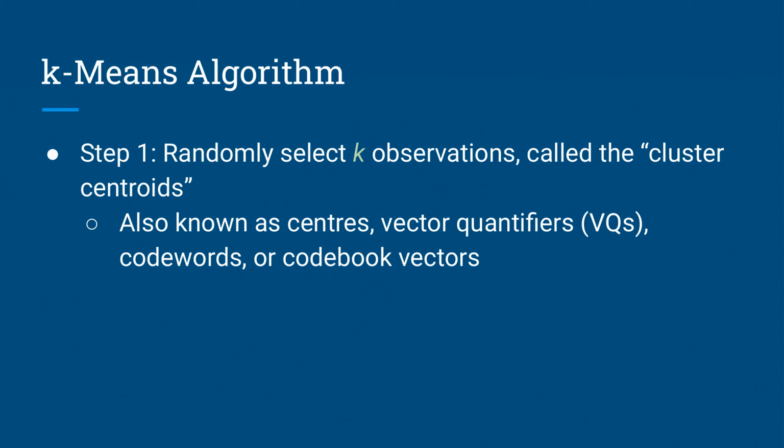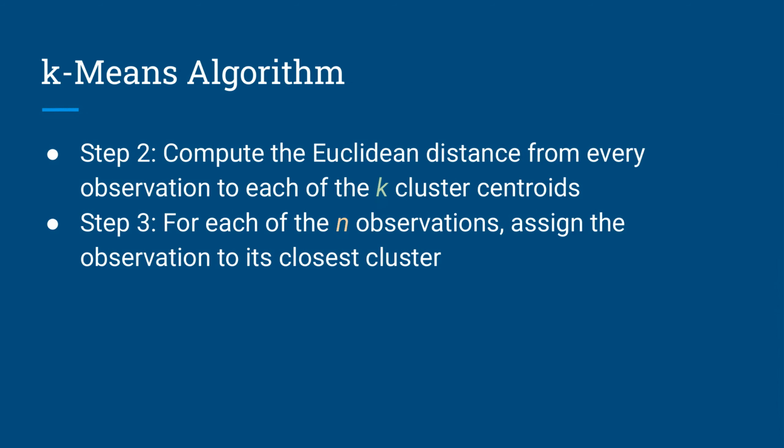Step 1. Randomly select k observations. These k observations will be called the cluster centroids. Other terms that may be used for this concept include centers, vector quantizers, or VQs, codewords, and codebook vectors. Step 2. Compute the Euclidean distance from every observation to each of the k cluster centroids. Step 3. For each observation, assign it to the cluster that it's closest to.